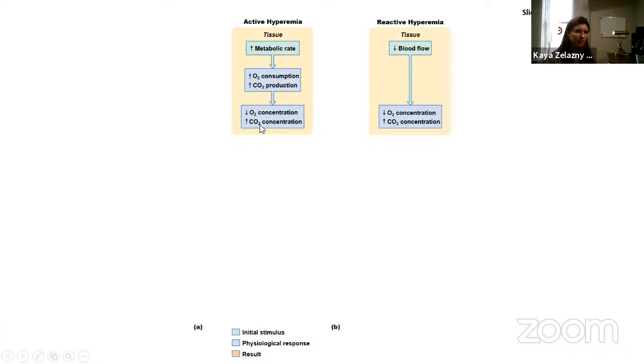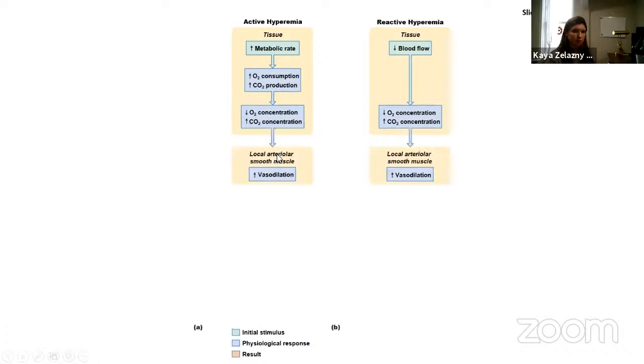Okay. We have an increase in CO2 concentration here because of this increased metabolic rate. And here, because of the decrease in blood flow in reactive hyperemia, we don't have the blood to sweep away carbon dioxide. So those tissues, they're still metabolically active. They haven't changed their metabolic activity, but we don't have blood flow to sweep away that carbon dioxide, so it's building up.